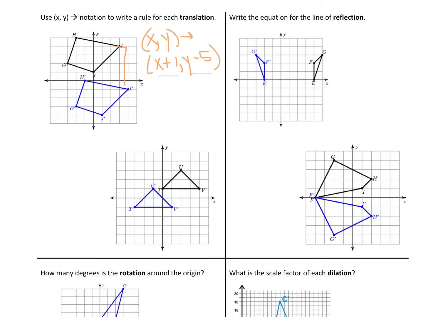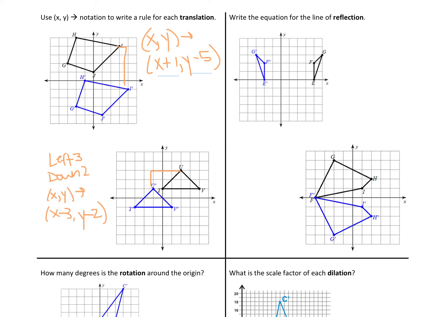Hit pause and try the triangle after that. That triangle there went left 3 and down 2. And again, every coordinate the same thing. So left 3 and down 2. So my translation is showing x minus 3, comma, y minus 2.